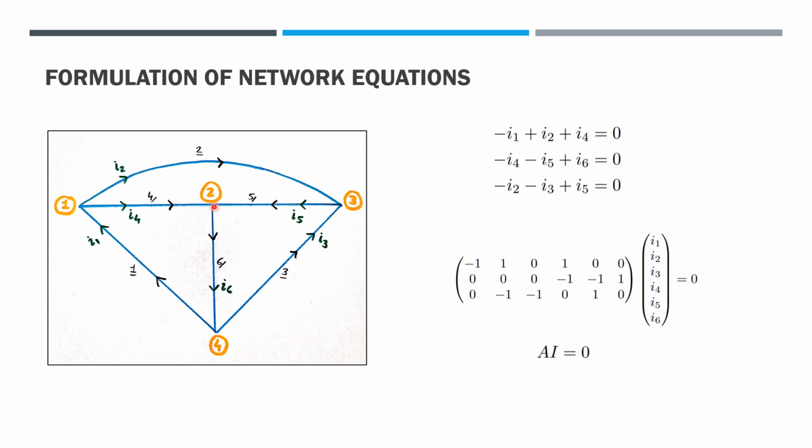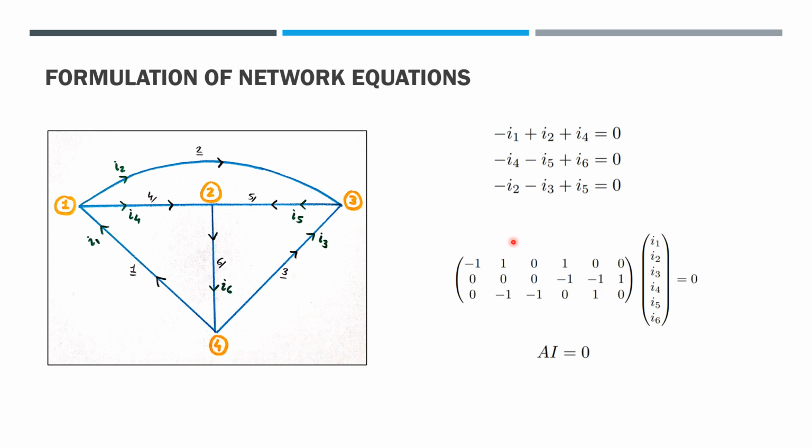The equation will be minus I1 plus I2 plus I4 is equal to 0. Let's apply KCL at node 2. The equation will be minus I4 minus I5 plus I6 is equal to 0. At node 3, the equation will be minus I3 minus I2 plus I5 is equal to 0. So these are our 3 KCL equations. If we want to represent them by a matrix equation, we can represent it by this. Now let's do matrix multiplication.